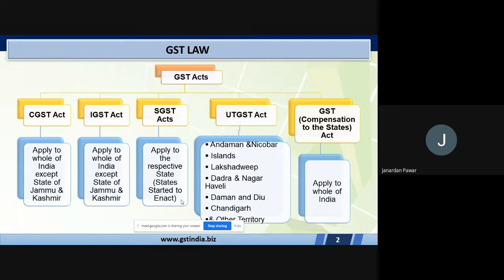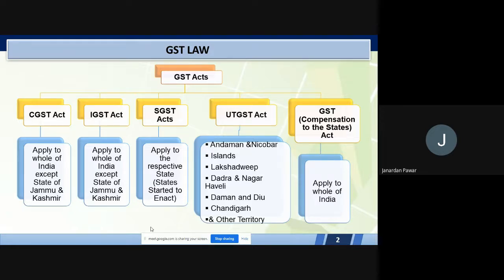And we have seen everything about these, like CGST, IGST, SGST, UTGST, and the GST Compensation to States Act, which is applicable to the whole of India. There is no problem as such. When it comes to CGST, as we know, it is applicable to Jammu and Kashmir also now, because Jammu and Kashmir is part and parcel of India now, as the central government of India has already removed Article 370, which was there for Jammu and Kashmir.